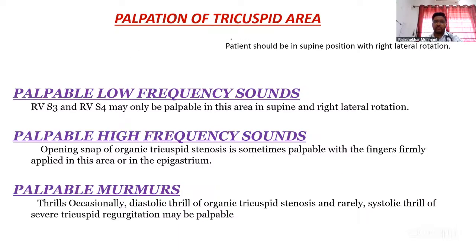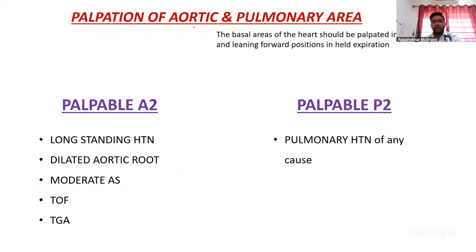Then you need to palpate for other areas like the tricuspid area, but these things are very difficult to appreciate. But we can feel RV S3 and RV S4, especially in pulmonary artery hypertension; if you have seen this, you cannot miss it. I have even seen a few patients presenting with carpal spasm, and we can have an RV S3 in them. Sometimes in organic tricuspid stenosis, a very rare opening snap can be felt in the tricuspid area. And in the pulmonary area and aortic area, palpation is very, very important.